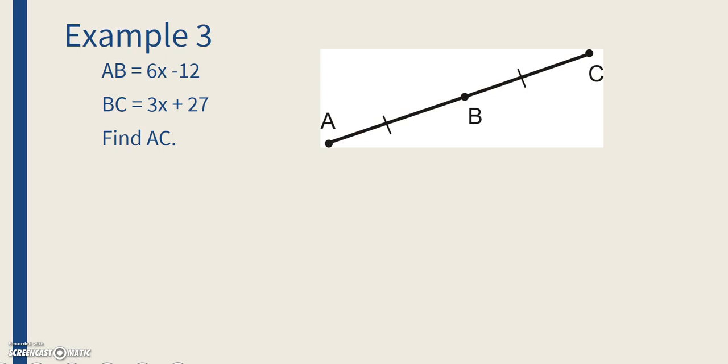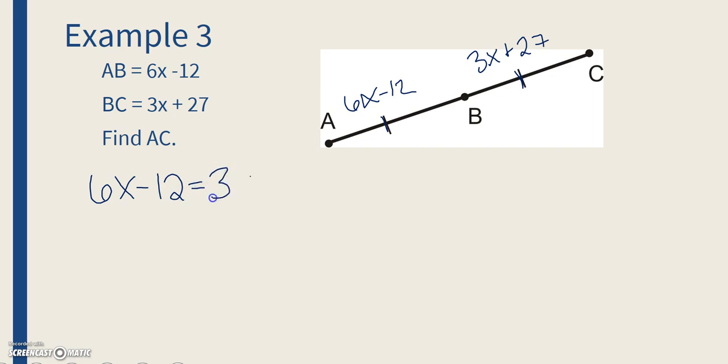Alright, so when we're looking at this, we have AB is 6x minus 12, and BC is 3x plus 27. Now these little signs mean that they're congruent, so that means they're the same in length, which means we can set them equal to each other. So 6x minus 12 equals 3x plus 27, because they're the same in their lengths.